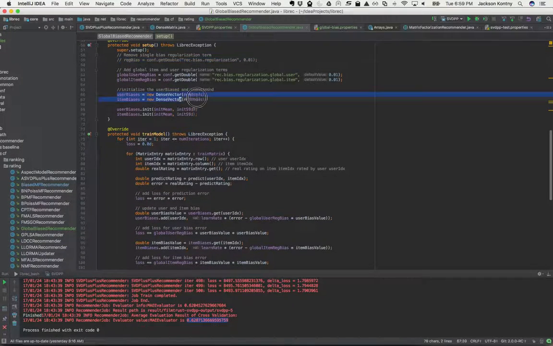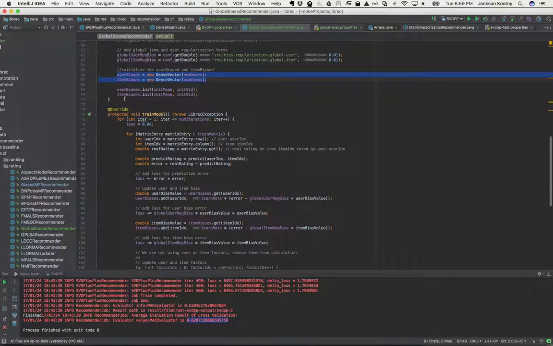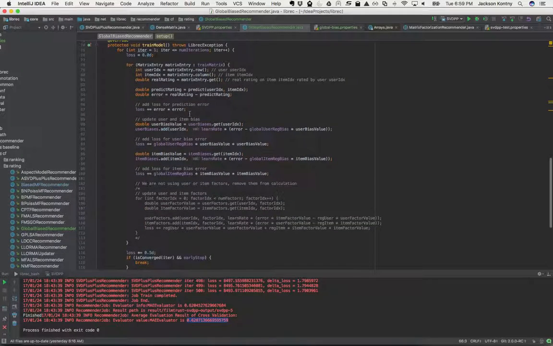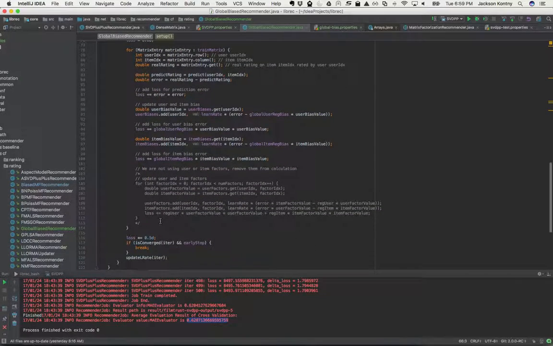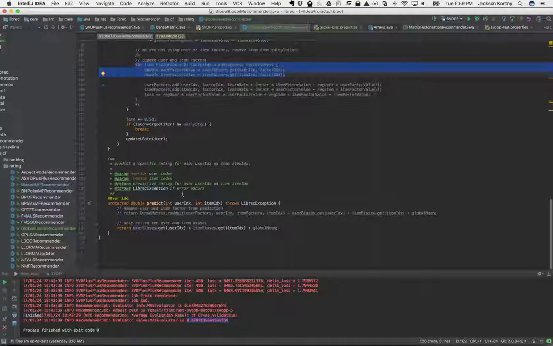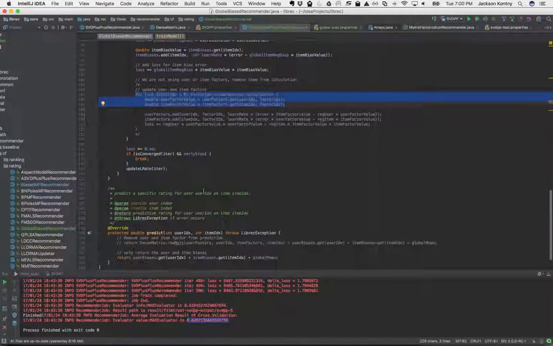So I could have deleted these. I didn't, because we're not using these. Sorry, not the user bias. Never mind, that's actually fine. What I was talking about actually was this, that I did remove because it's no longer needed. And these are the factors for the user and the item, the user and item factor. These terms aren't needed because we're not using them. We're solely training our model based on the bias terms.